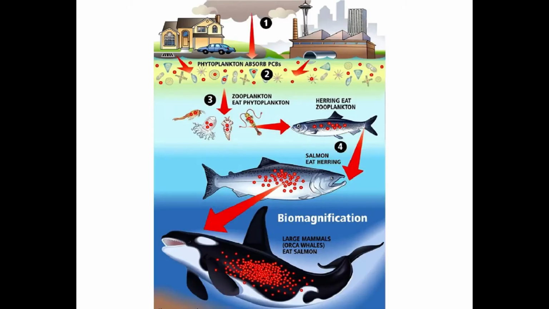Think about how an orca whale maintains its body temperature. They have a thick layer of blubber, which is dense fat, to insulate them in the cold northwestern waters. Because of this, they are especially susceptible to these types of toxins.